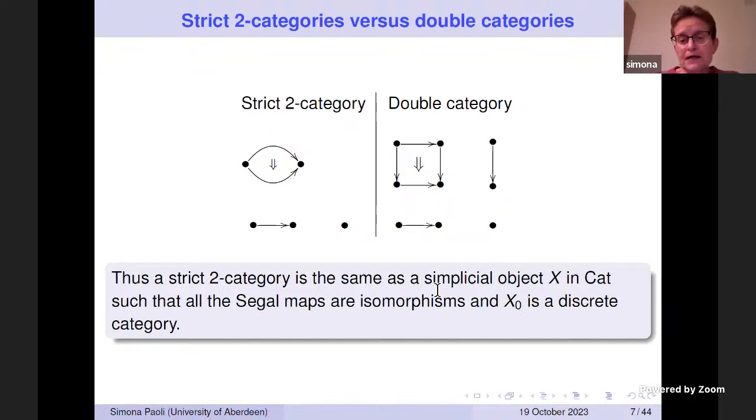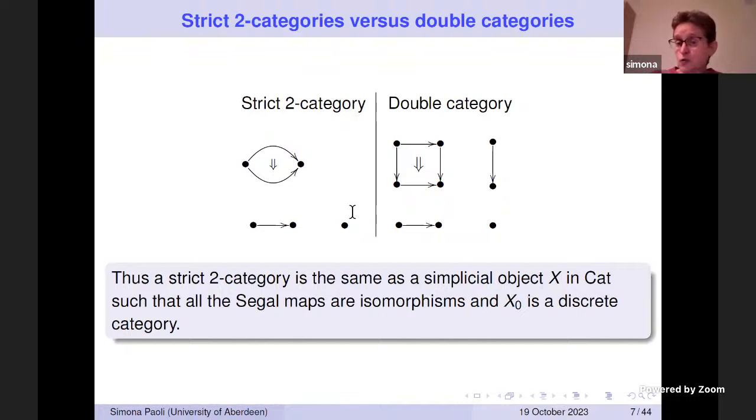Now, some years ago, Joachim Kock and myself came up with a structure which is somewhat intermediate between these two things. It is a double category, but not a general double category. And it is something more general than a strict two category. So this X0 is not a discrete category. And the idea is that you replace discreteness with something close to discreteness. What is a category very close to a discrete category? Well, it's a category equivalent to a discrete category.